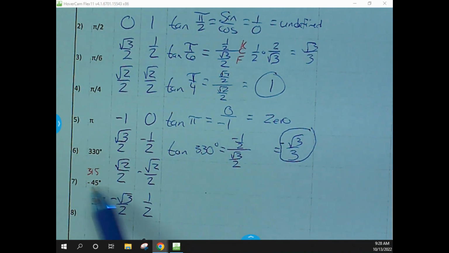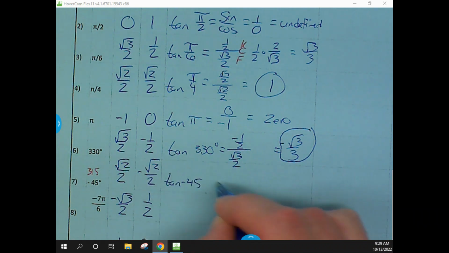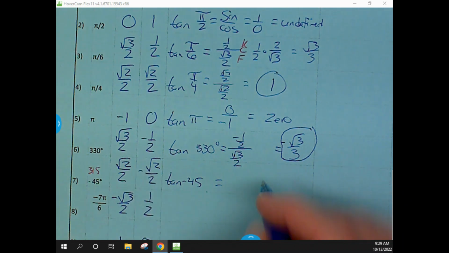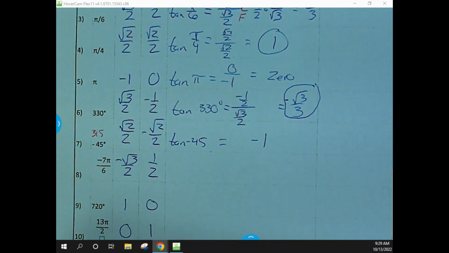Let's see. So if we do the -45, it's the same thing over itself again, right? It's square root of 2 over 2 over square root of 2 over 2. The only difference is, again, one of them is negative. So instead of being positive 1, it's negative 1. So you've got the answer to every tangent question basically in your hands now. You just have to think about which one it is, and then set up and go from there.